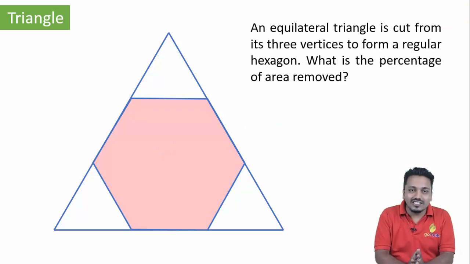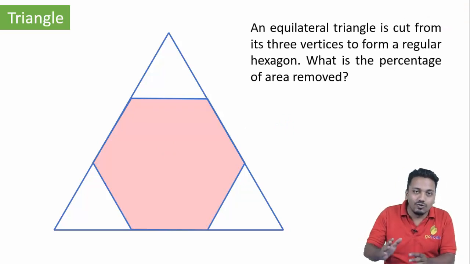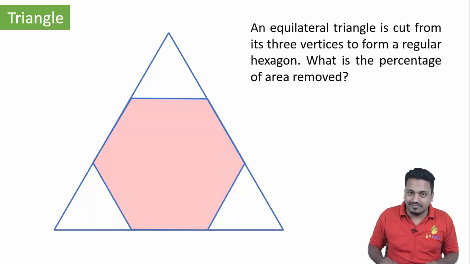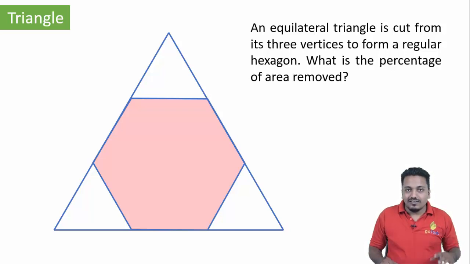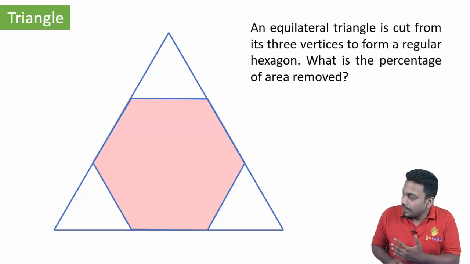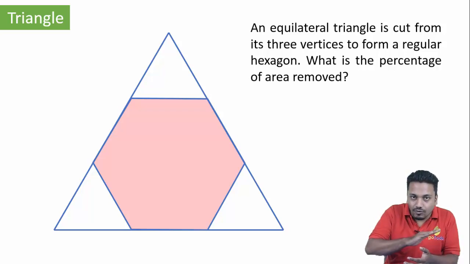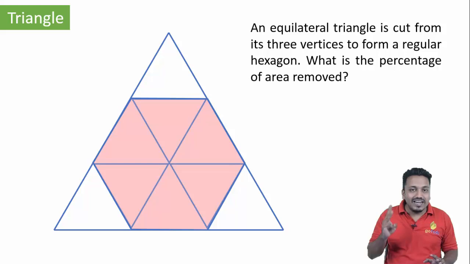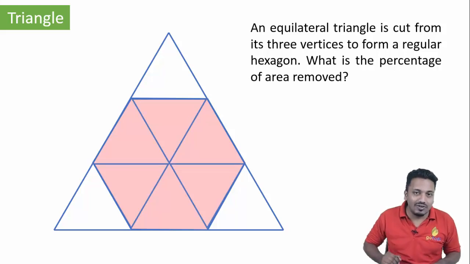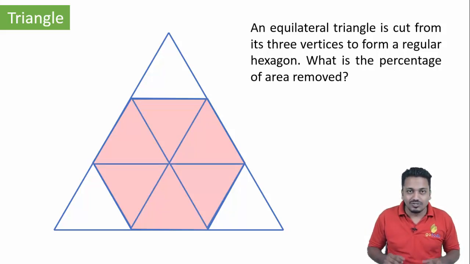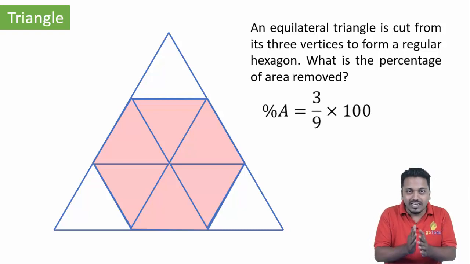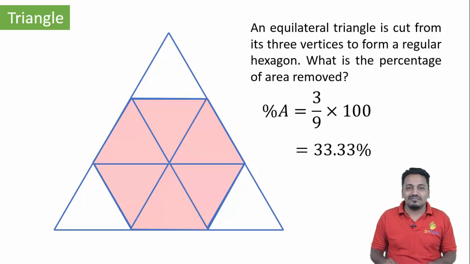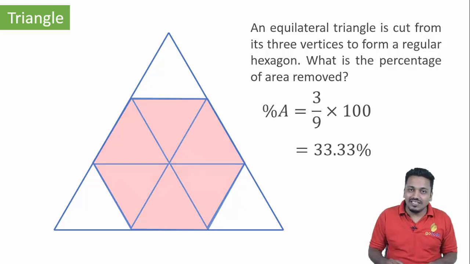Next question. An equilateral triangle is cut from its 3 vertices to form a regular hexagon. What is the percentage of area removed? Well, as we can see in this figure, 3 white colored triangles will have to be removed to make this red colored regular hexagon. Basically, 3 triangular parts out of 9 triangular parts are removed. So 3 out of 9, percentage area will be 3 upon 9 into 100. That would be 33.33%.